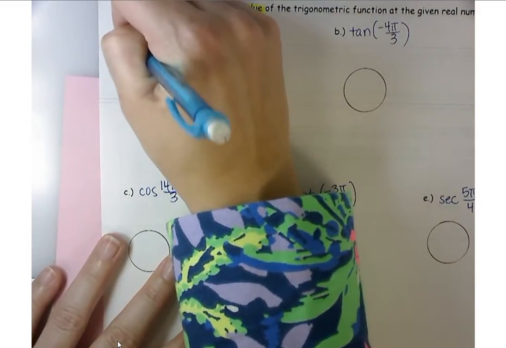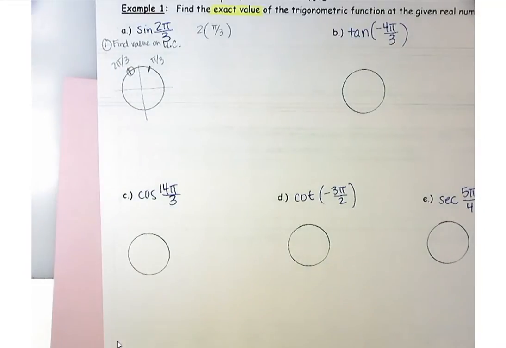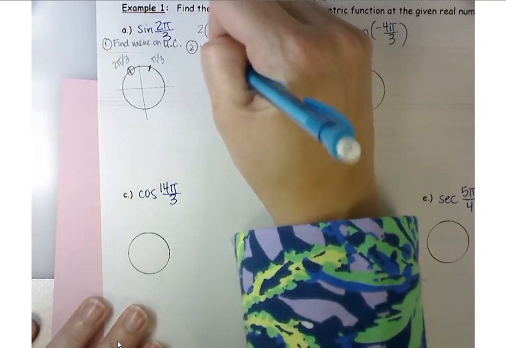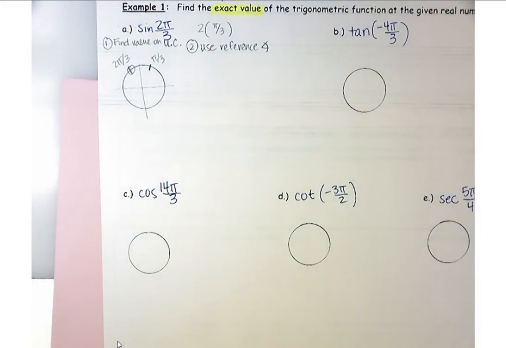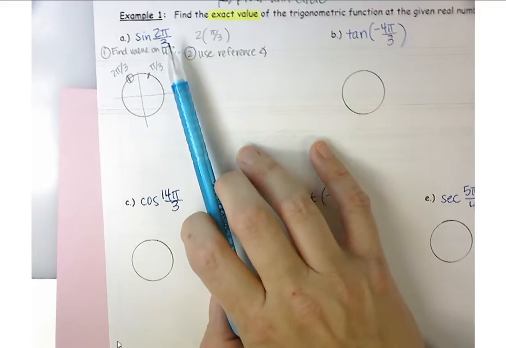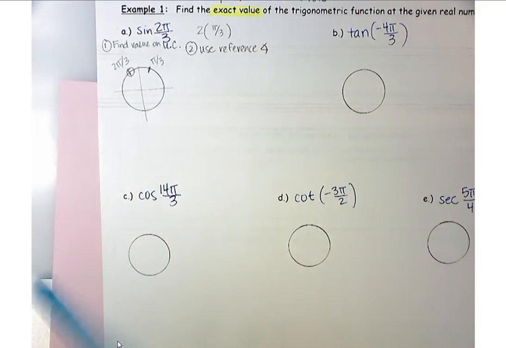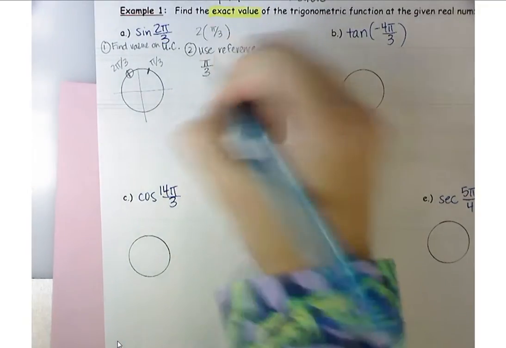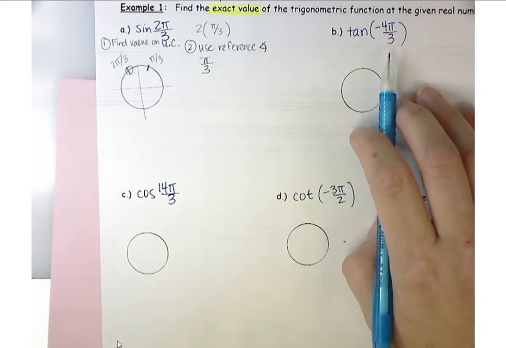So find the value on the unit circle, which I'm going to call UC. Once you find where it is, the next thing you're going to do is use your reference angle. From your homework last night, you should have noticed a pattern. If your angle is someplace on the unit circle, what was your reference angle? For 2 pi over 3, what's our reference angle? Pi over 3. For negative 4 pi over 3, what's our reference angle going to be? It'll always be positive, but yes, pi over 3.